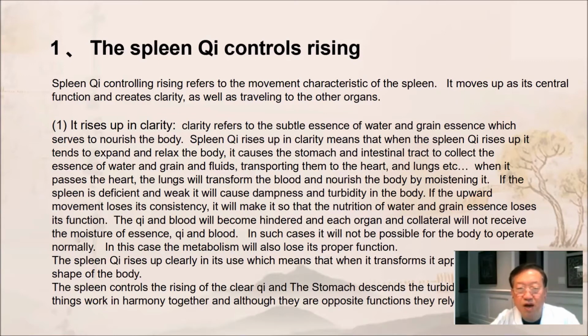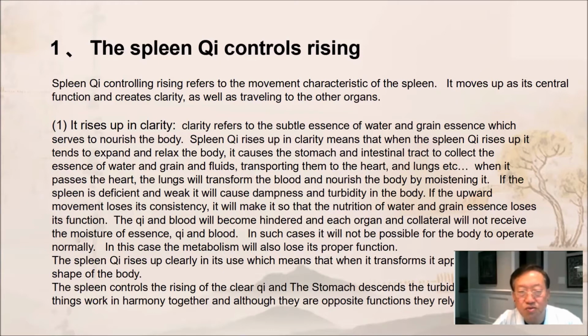If the spleen is deficient and weak, it will cause dampness and turbidity in the body. If the upward movement loses its consistency, it will make it so that the nutrition of water and grain essence loses its function. The qi and blood will become hindered, and each organ and collateral will not receive the moisture of essence, qi, and blood. In such cases, it will not be possible for the body to operate normally. In this case, the metabolism will also lose its proper function.